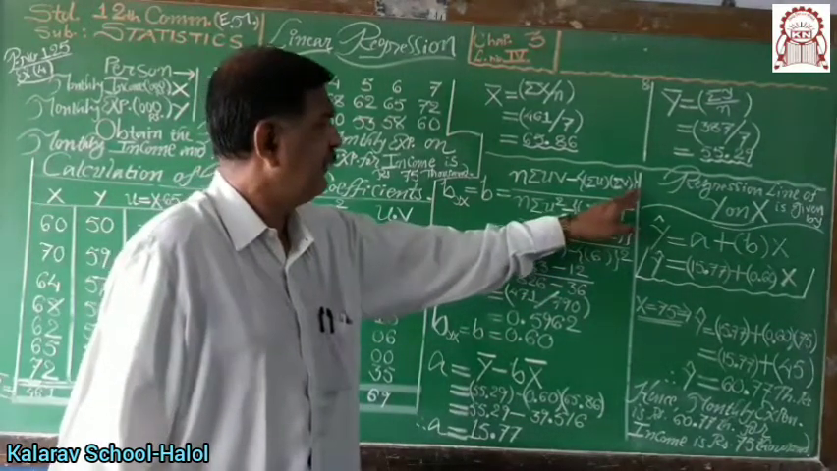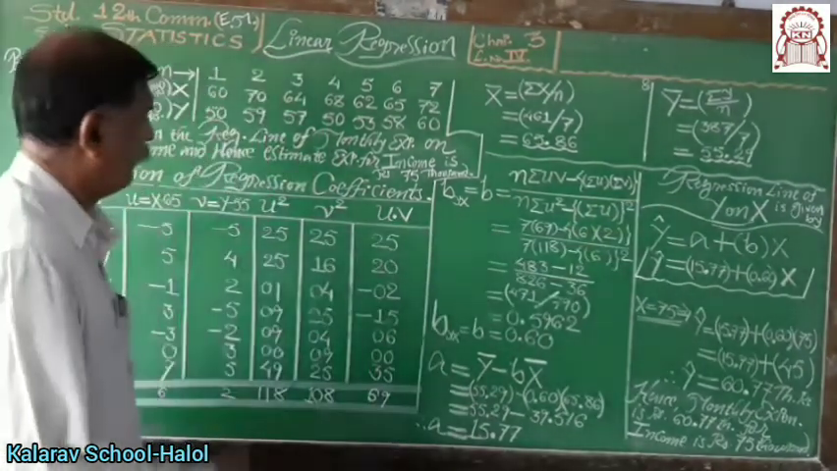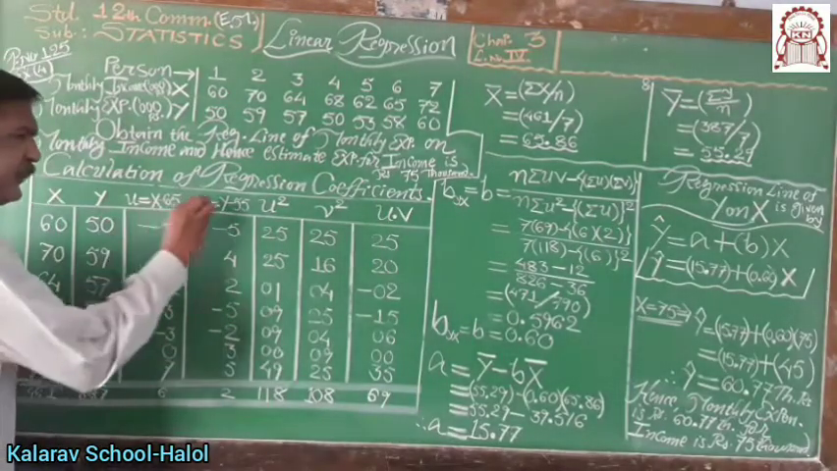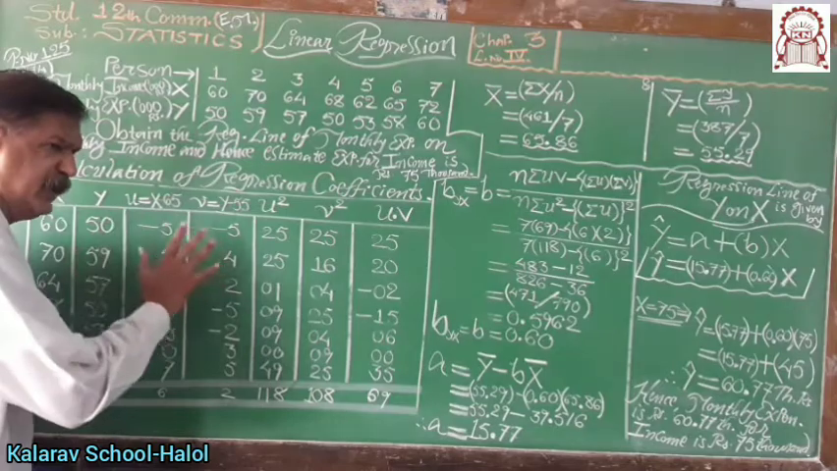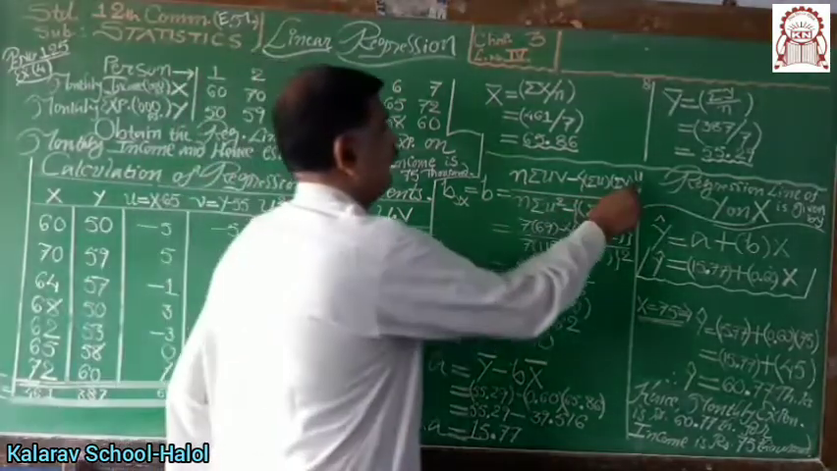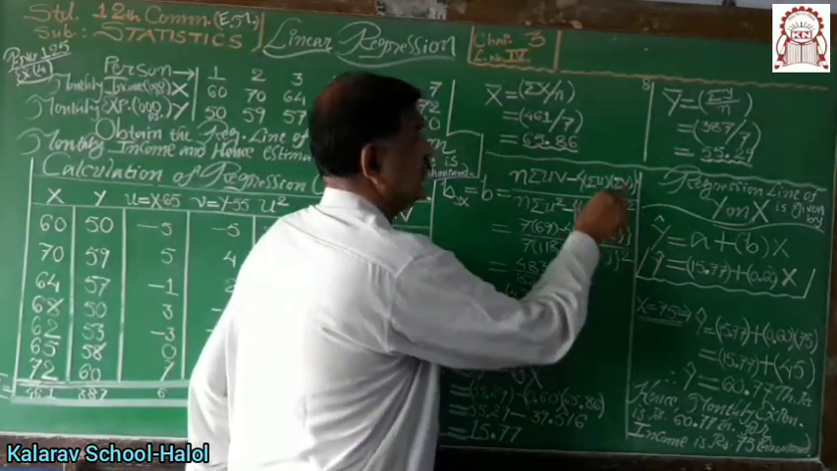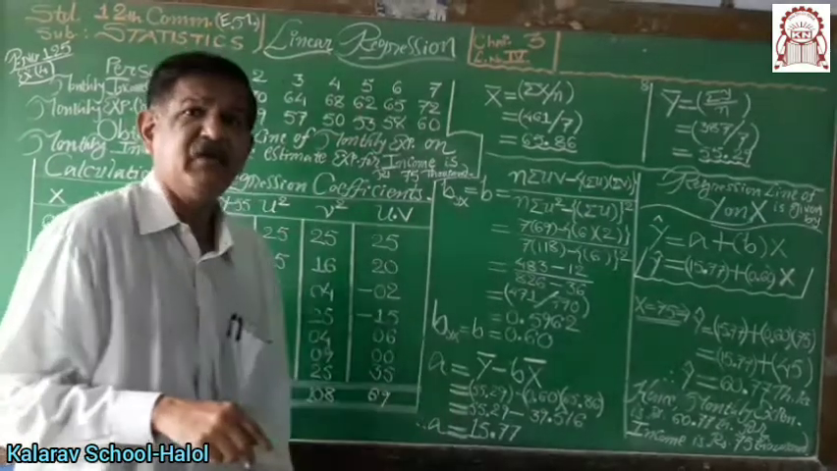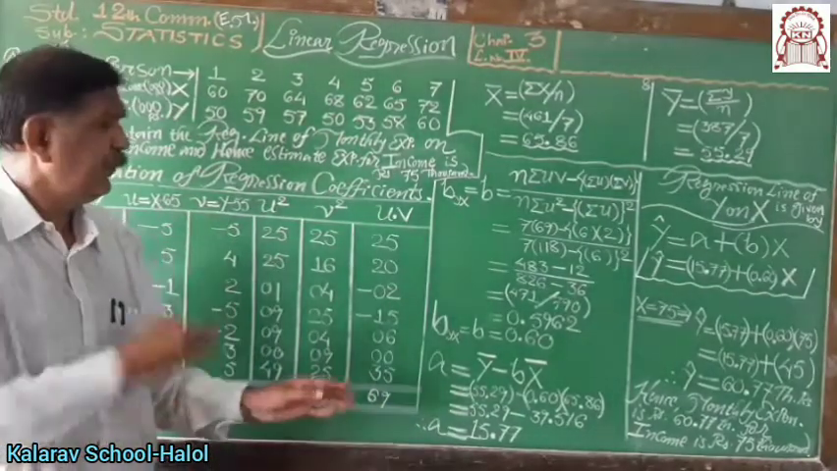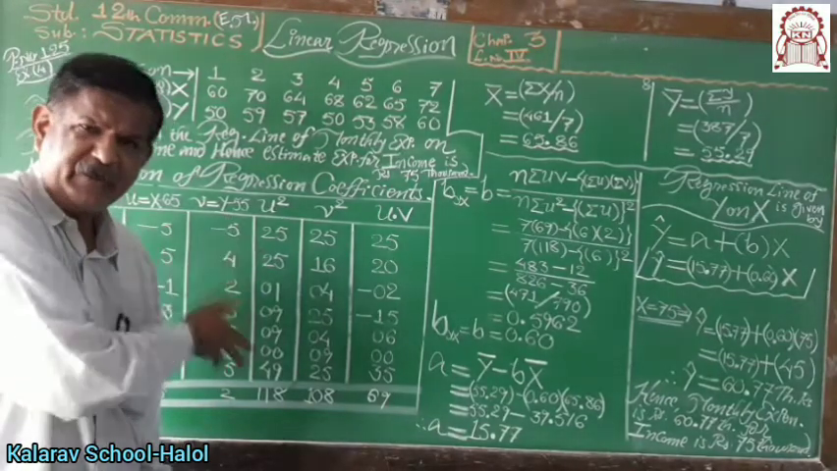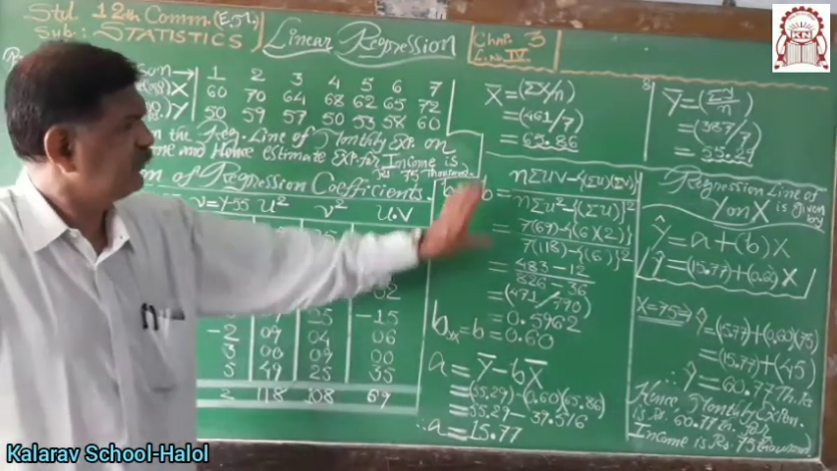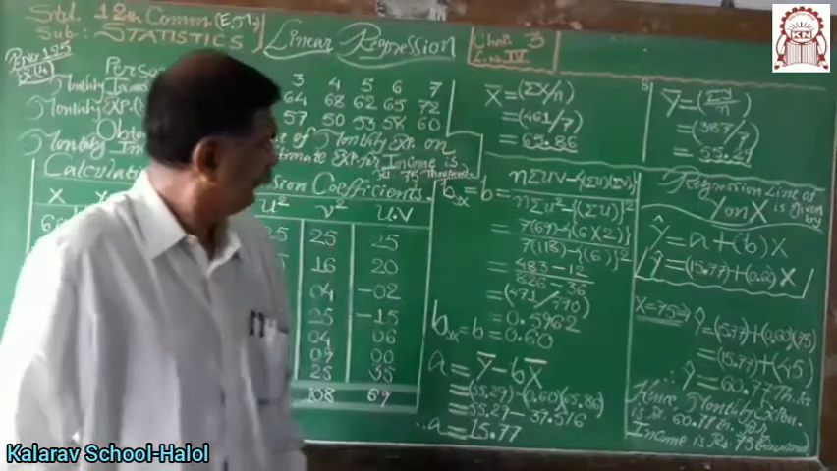Here maybe Cy upon Cx, but we have only subtracted the value. Addition and subtraction means change of origin. No need for Cy upon Cx. Cy upon Cx is required only when you divide by some common factor, but we have only subtracted in this example, and that is why up to this it's okay.